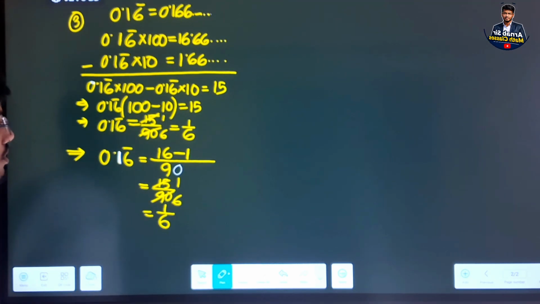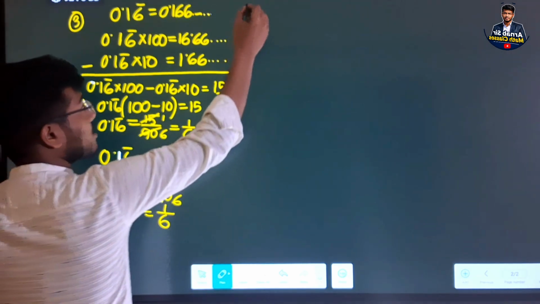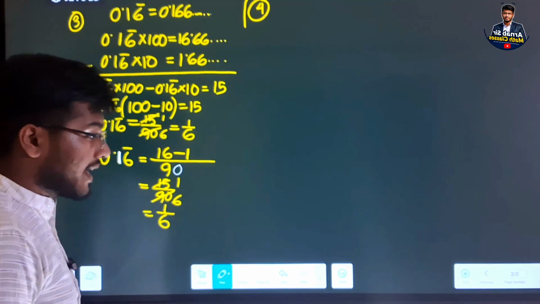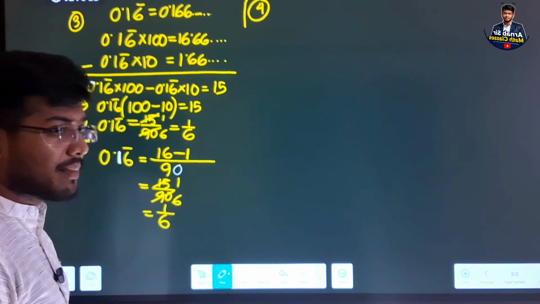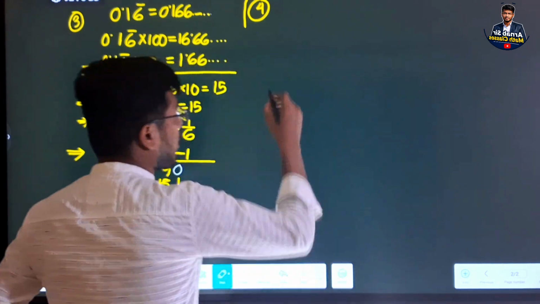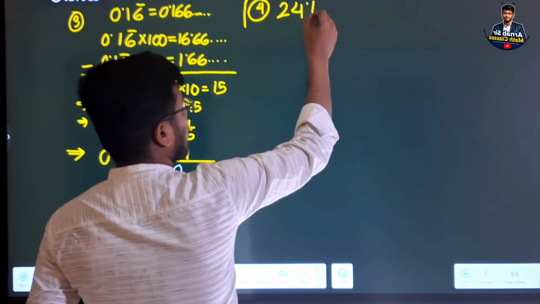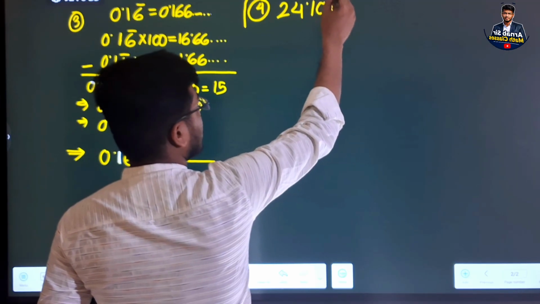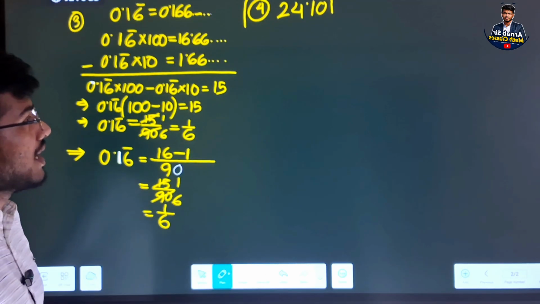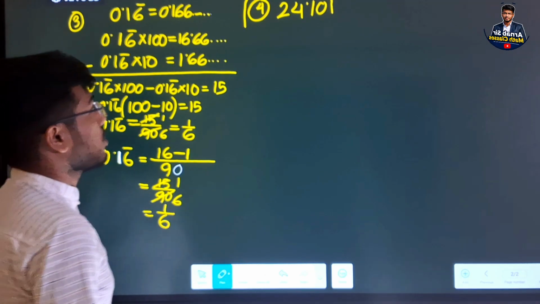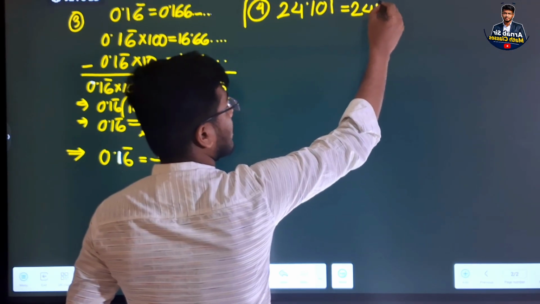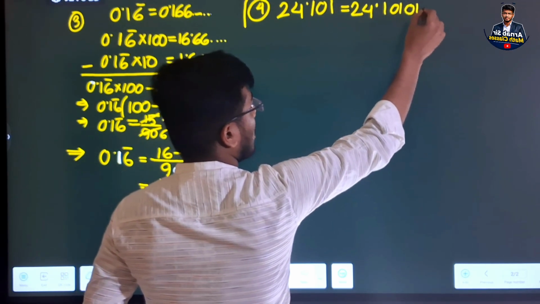After this all are clear? Yes or no? Okay, next the last one. Suppose we take one mixed fraction, that means mixed recurring numbers. 24.101, where these two digits are in the form of recurring digits. Clear? So that means 24.10101 and so on.